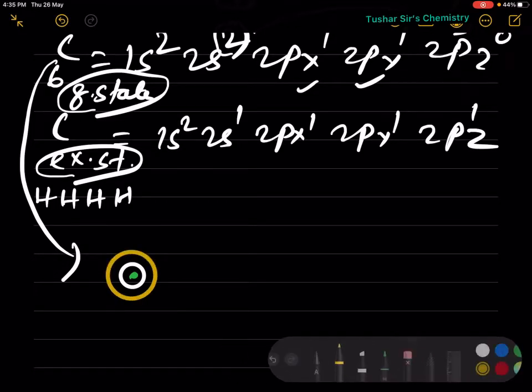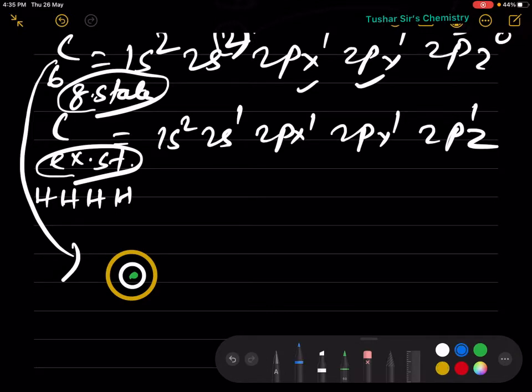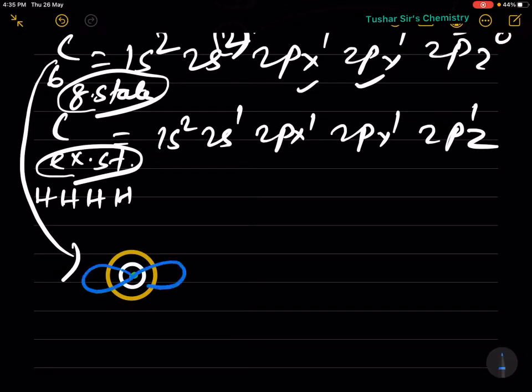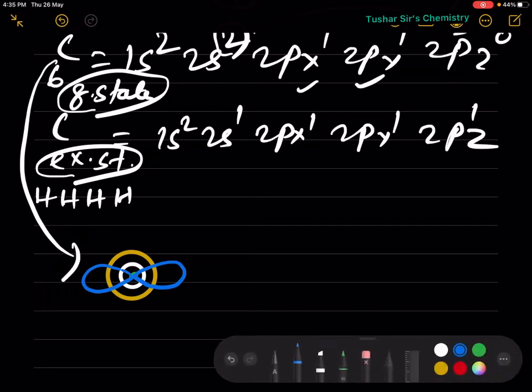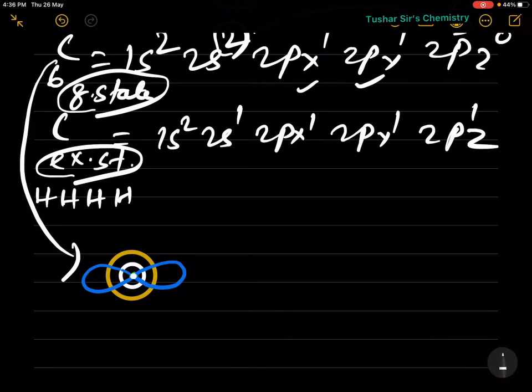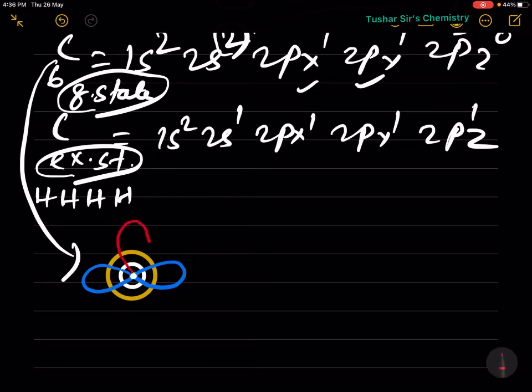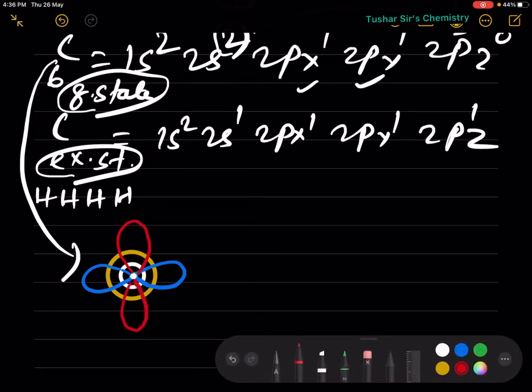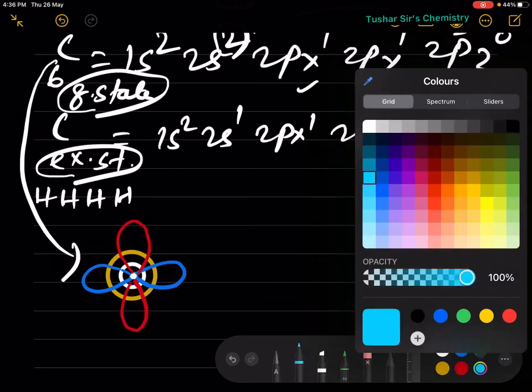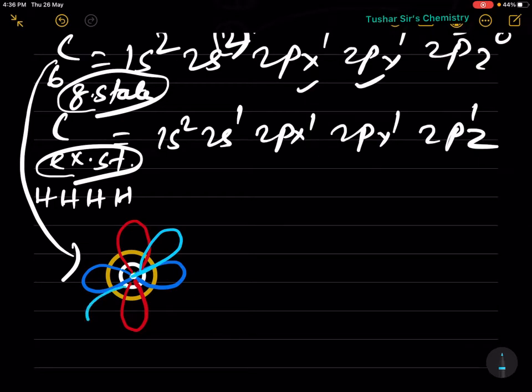2s. Then this is 2px. This is 2px. This is the nucleus. Then this is 2py. Then this is 2pz.